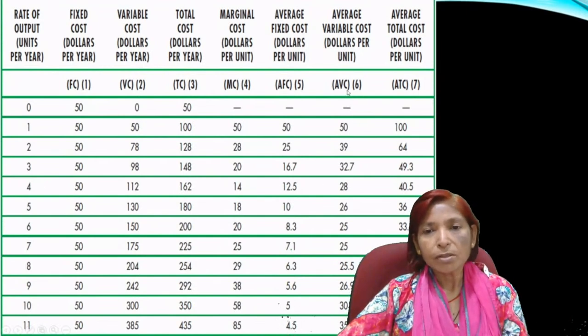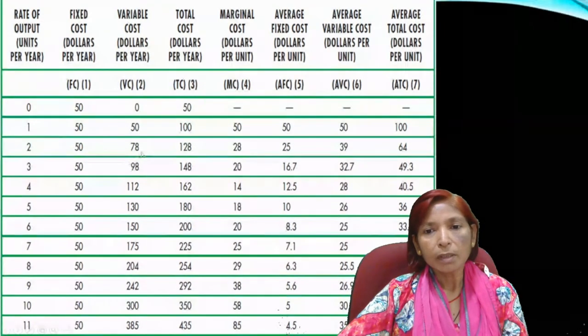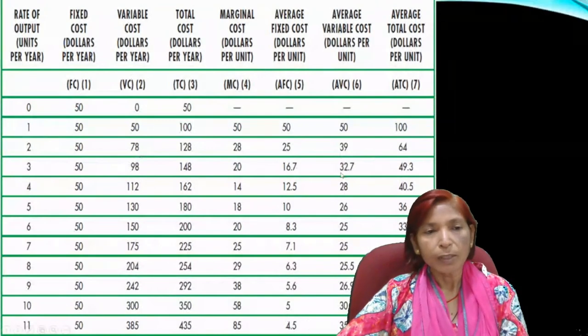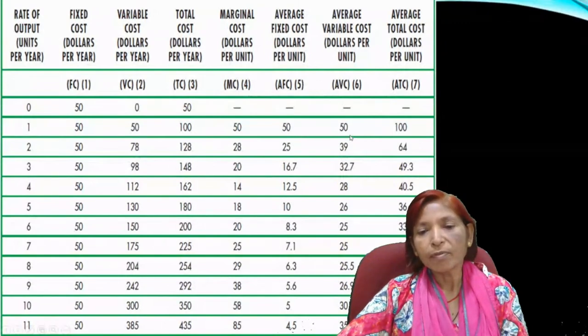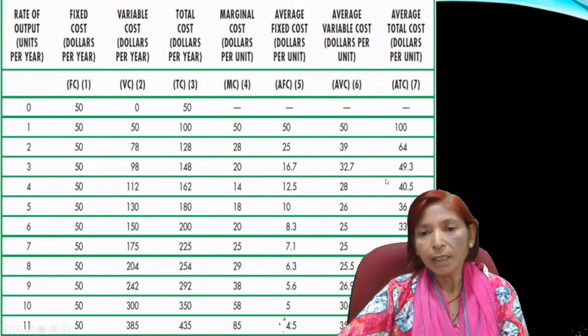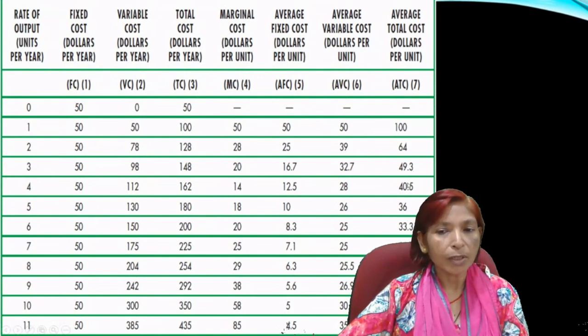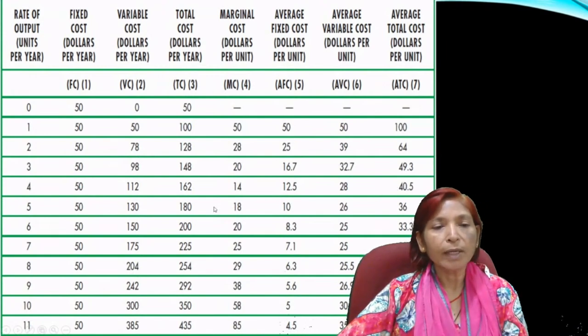AVC is the per unit cost of the variable input. If VC is given, VC is divided by the number of units of output, like 0 divided by 0, dash, 50 divided by 1, 50, 78 divided by 2, 39, and so on. We can calculate. And ATC is the sum total of AFC and AVC. 50 plus 50 is 100, 25 plus 39 is 64, 16.7 plus 32.7 is 49.3. And 12.5 plus 28 is equal to 40.5. So this is the table for calculating all these costs.